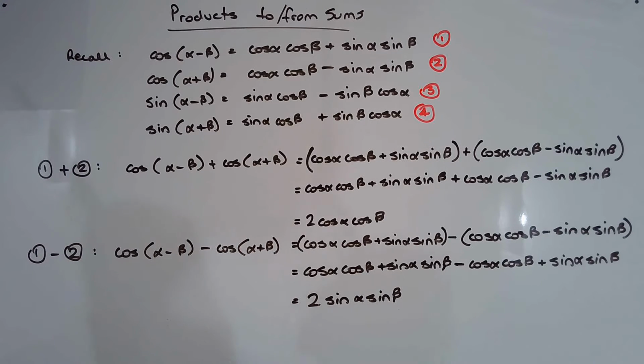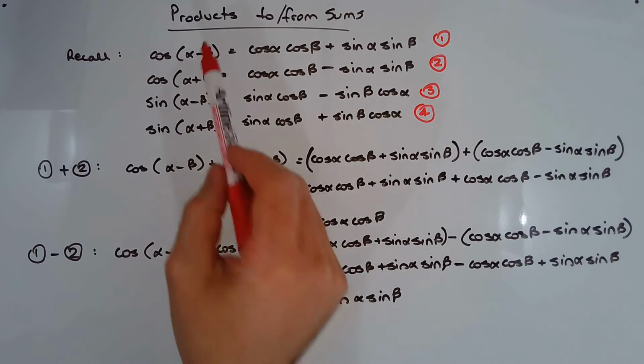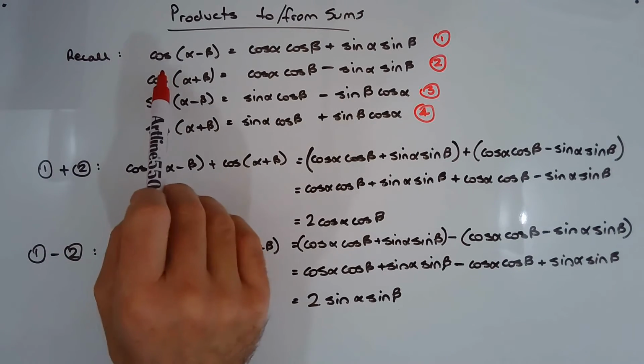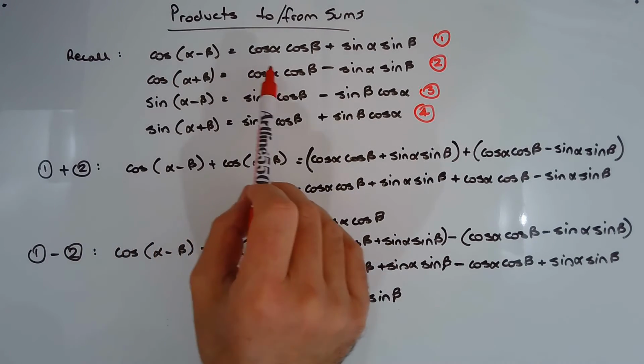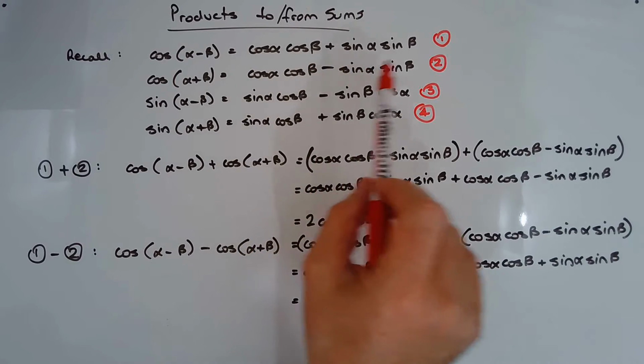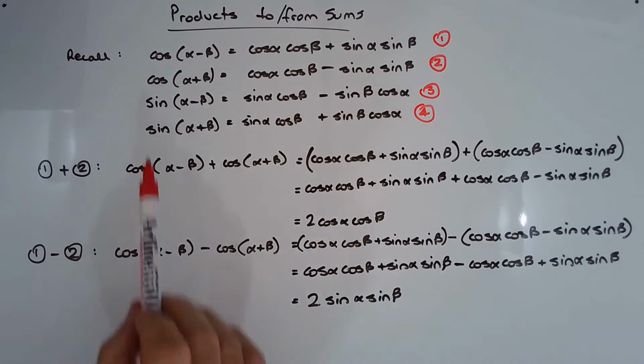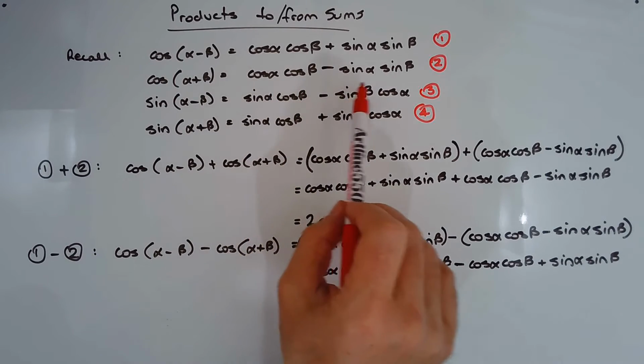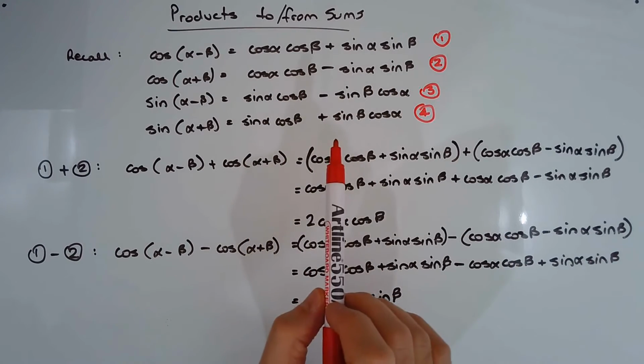In this video, we're going to look at the formulas involving products to or from sums. So recall that cos of alpha minus beta is equal to cos alpha cos beta plus sine alpha sine beta. Let's call that equation number one. Cos alpha plus beta is equal to cos alpha cos beta minus sine alpha sine beta. So let's call that equation number two.